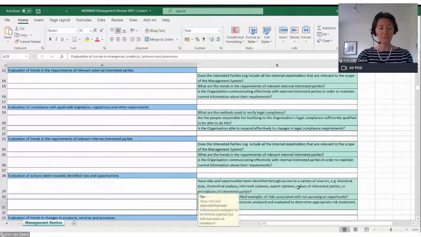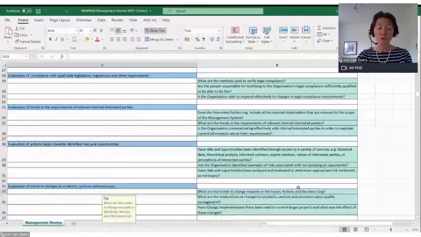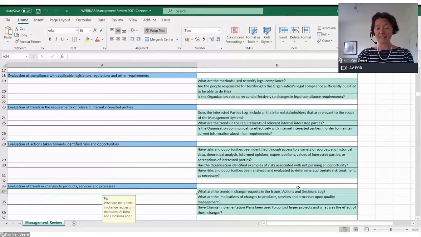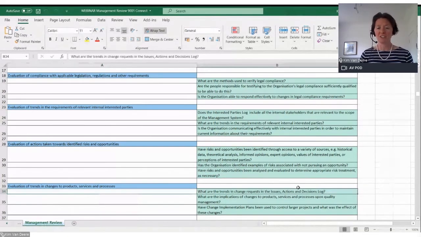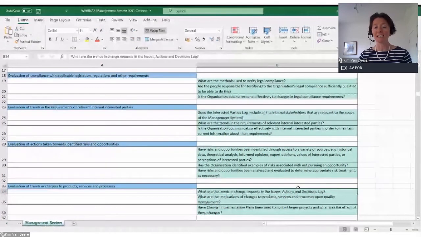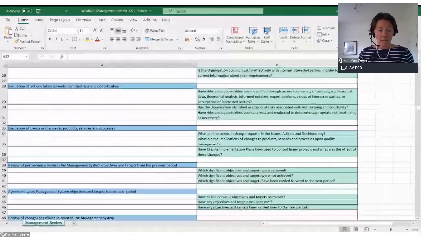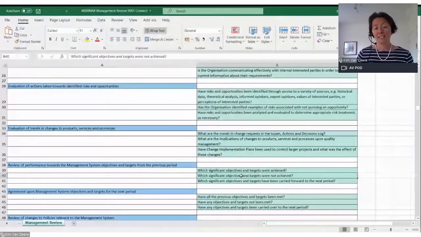Fantastic. What else have we got? Evaluation of trends and changes to service provision. So basically, what does our documentation tell us? What do we believe the implications to our product offering might be arising from that? Do things need to change, and is change being adequately managed? Are we meeting our objectives?